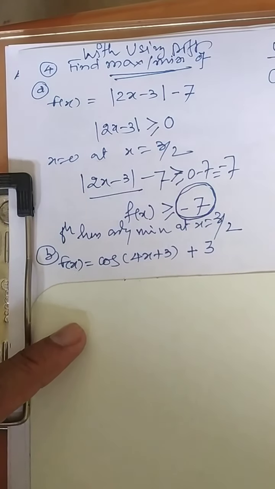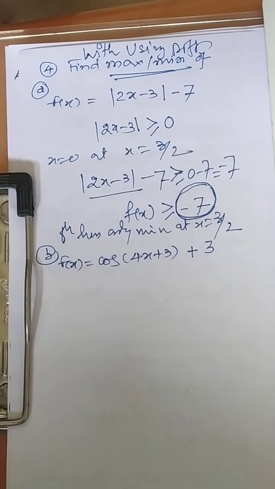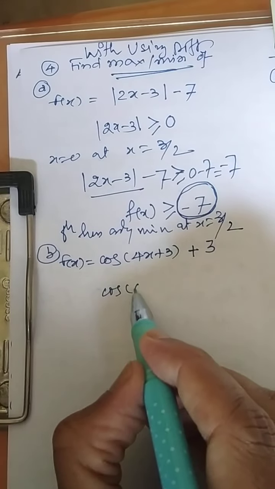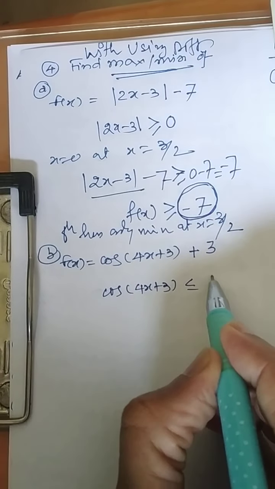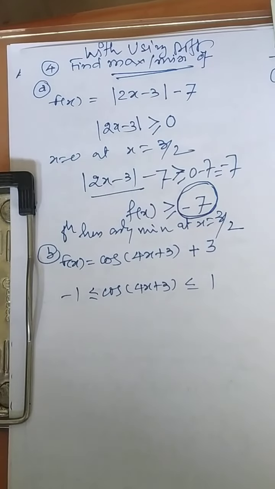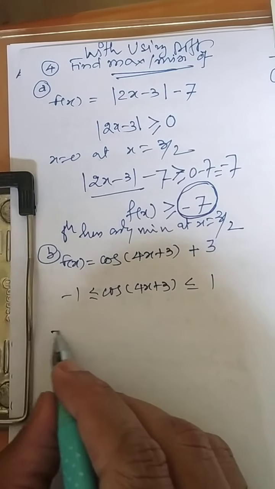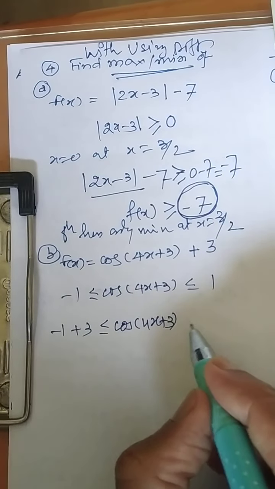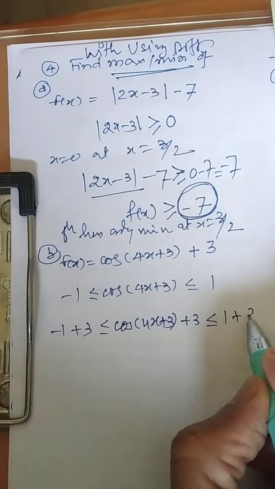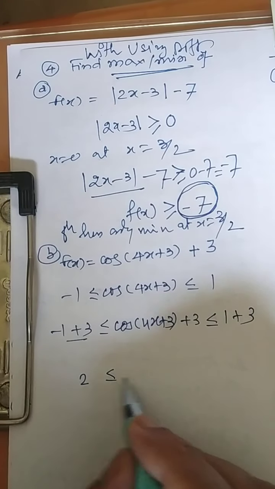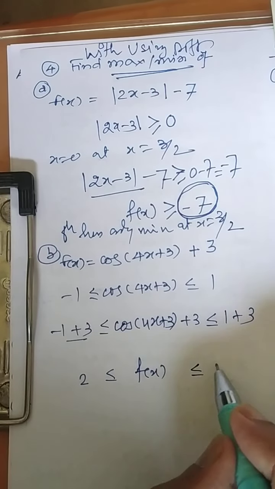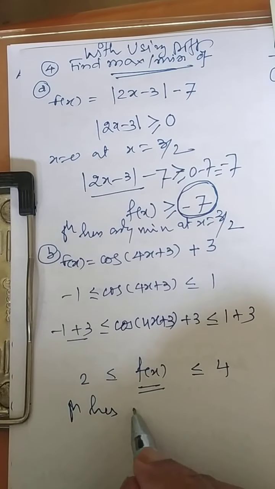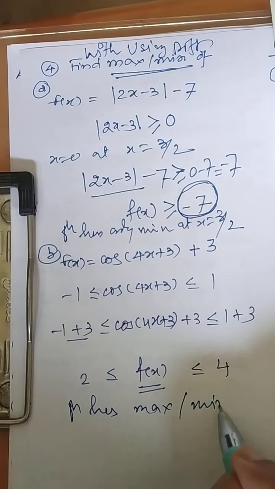On the same line, without calculus, how can you answer the question? This is one more question which I should explain. Now, you know that the cos function always lies between 1 and minus 1. Always. Now, adding 3 on both sides, it will be cos of 4x plus 3 here, and here 3 less than or equal to 1 plus 3. If you simplify this, it will be 2 less than or equal to f of x less than or equal to 4. Then this function has both a maximum and a minimum value.